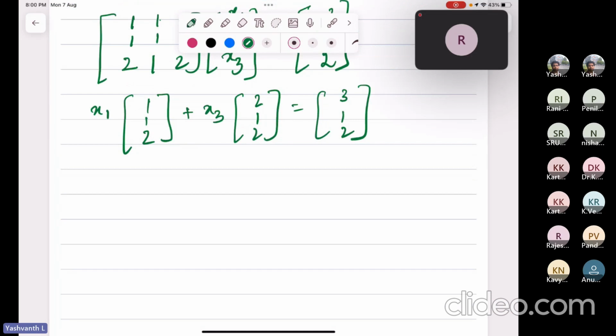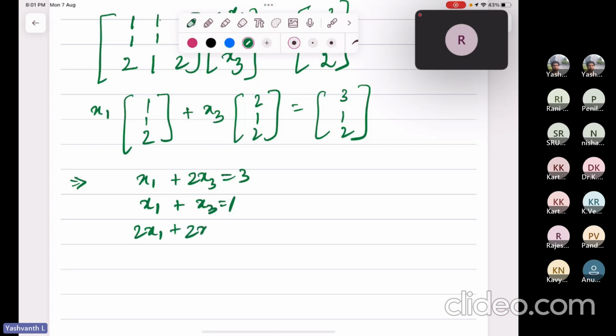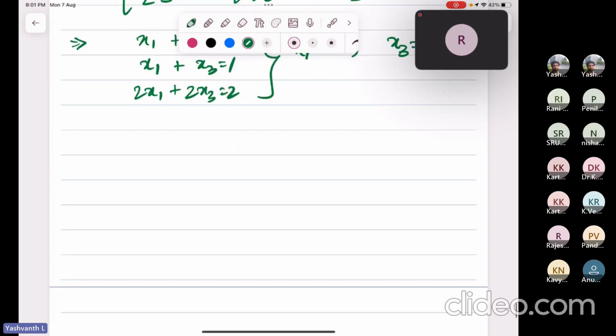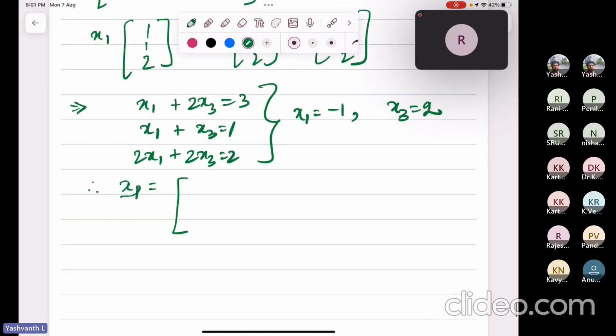So now what you can do is write this as x1 plus 2x3 equal to 3, x1 plus x3 equal to 1, 2x1 plus 2x3 equal to 2. If you solve this, you will get x1 equal to -1 and x3 equal to 2. Therefore, your x particular, xp, is equal to, your x1 is what? -1, x2 is 0, x3 is 2.